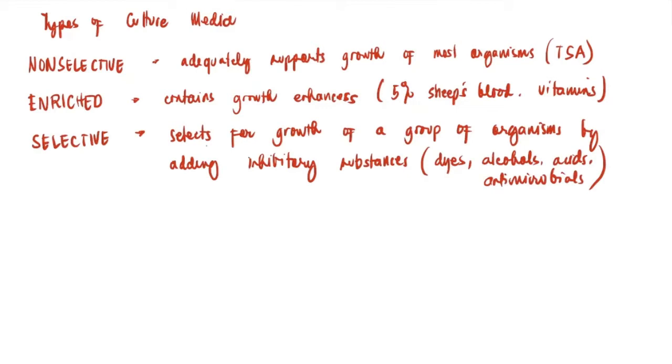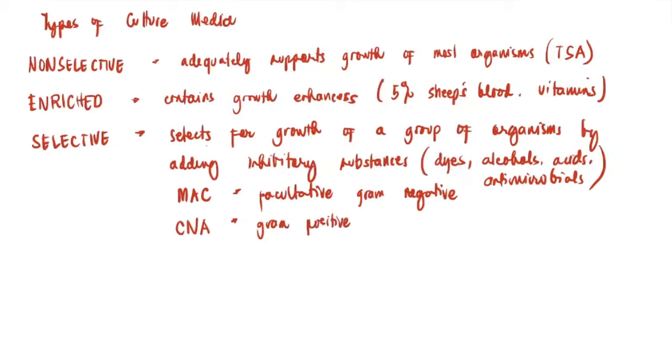Example of our selective media, of course, is our MacConkey agar, because MacConkey agar can only support the growth of facultative gram-negative organisms. Gram-negative. Okay? We also have what we call CNA. CNA is colistin nalidixic acid agar, which only supports the growth of gram-positive cocci and bacilli.